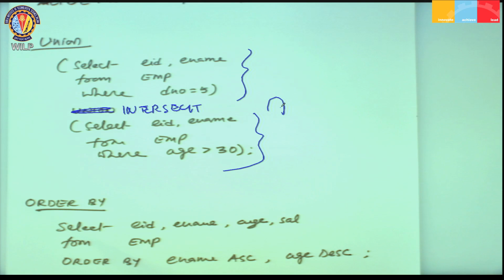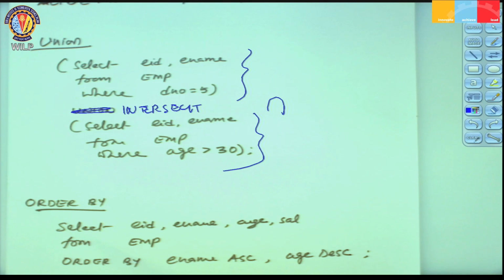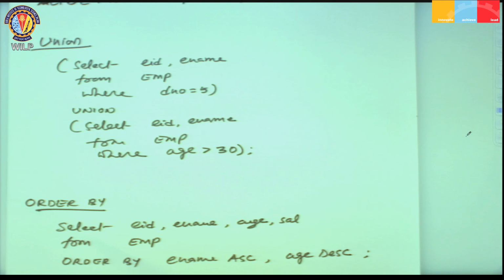Suppose I am considering the same query with union instead of intersect, what could be the result? It is nothing but the list of employee IDs and employee names who are either working in department number 5 or having age greater than 30. That is the meaning. So it is union. That means if an employee is working in department 5 or if he is having age greater than 30, all such employee IDs and names will be displayed in the result. That is the meaning of this union.